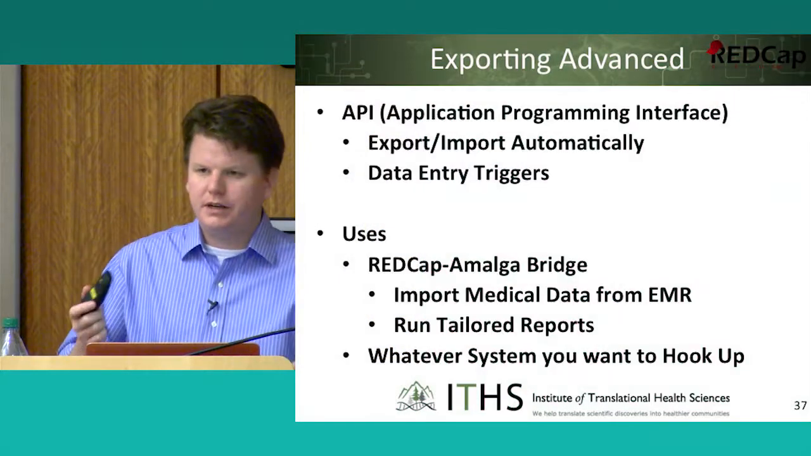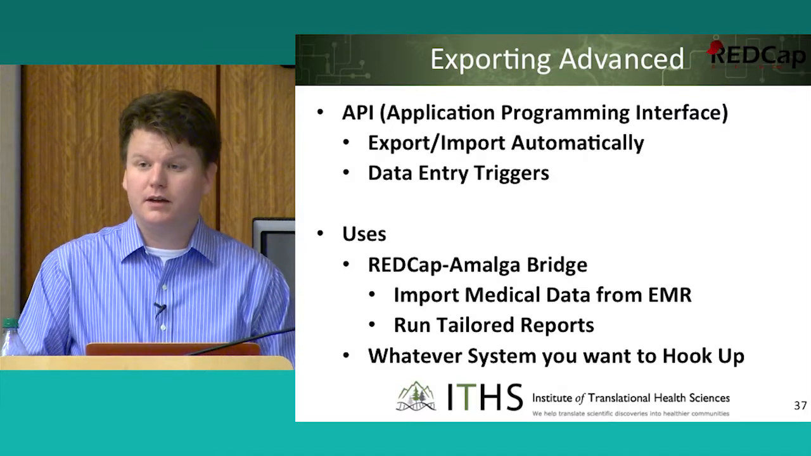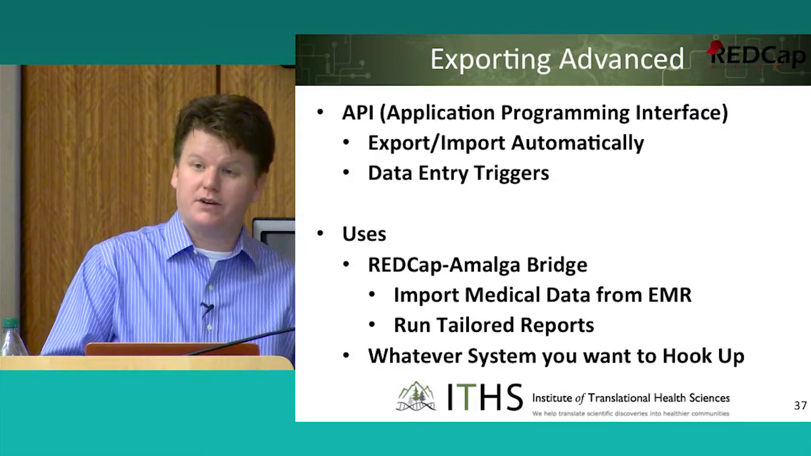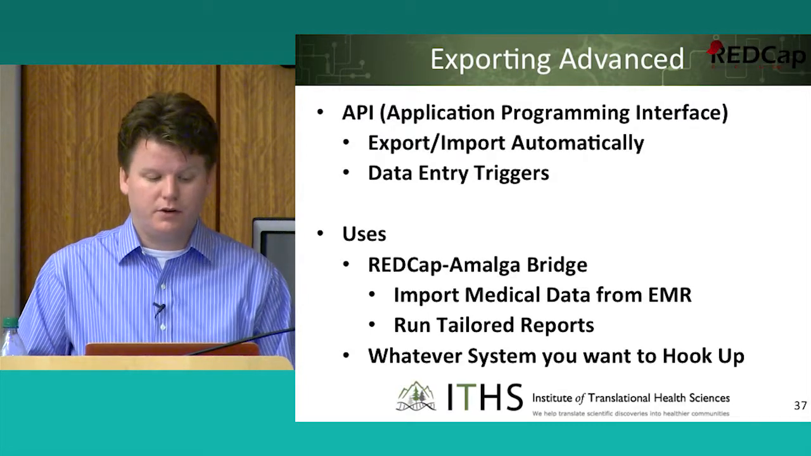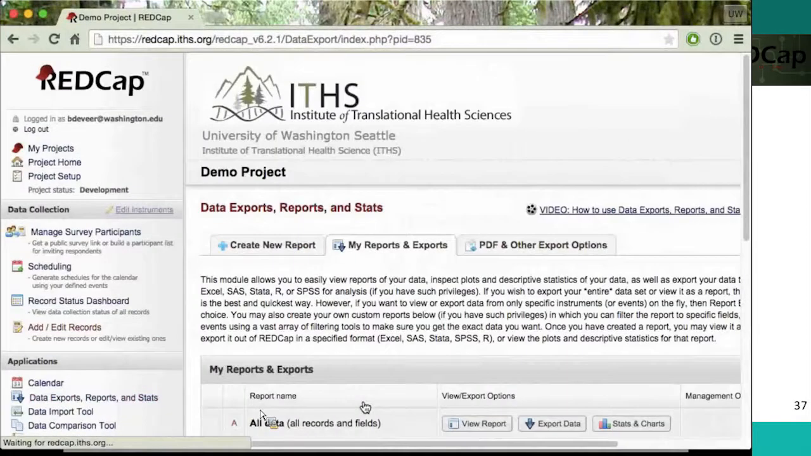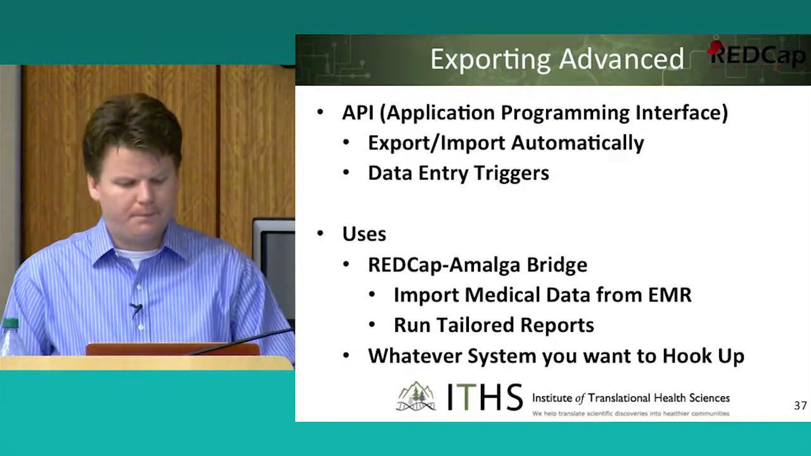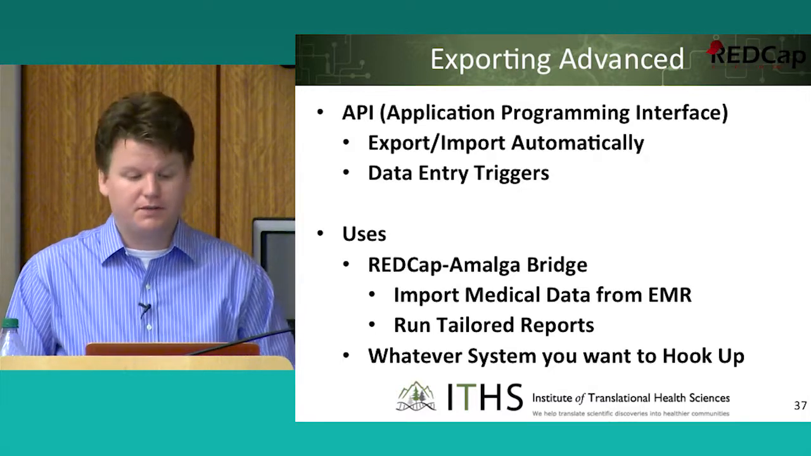Some advanced exporting, you can use the application programming interface or API to export and import automatically. You can export individual records automatically by virtue of their unique export ID. If you're in data exports, there's an ID behind each of the custom generated reports. So for a digit number, reference that in your API call and you get that specific subset of the data. So really handy, so you don't have to program that in to clean the data after it gets slurped into your system. Especially handy if you're using APIs.